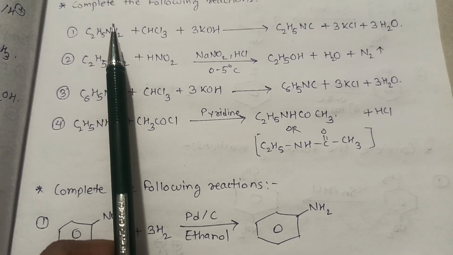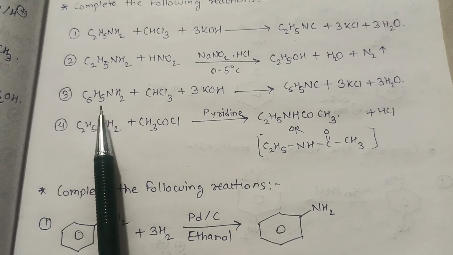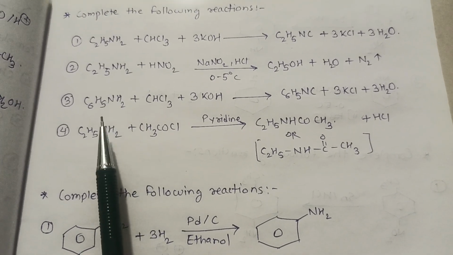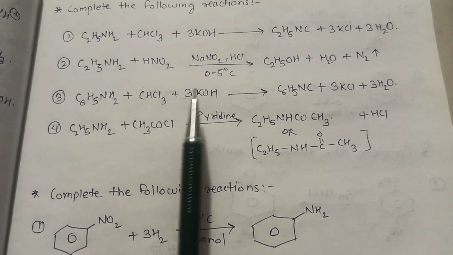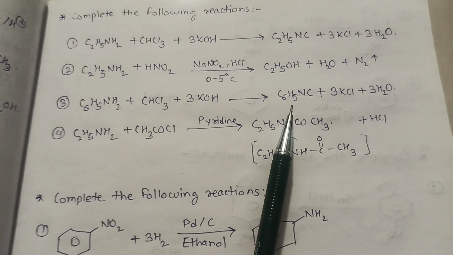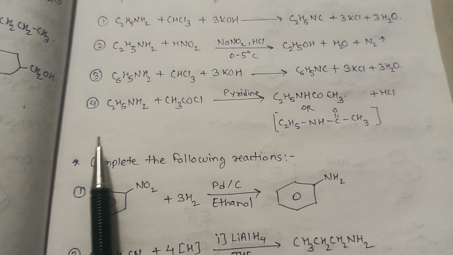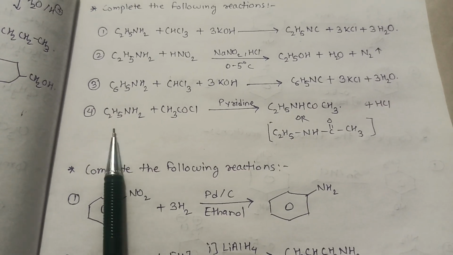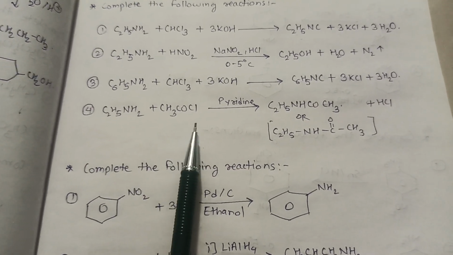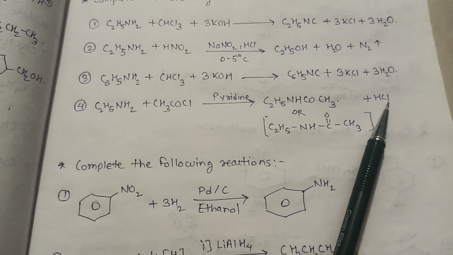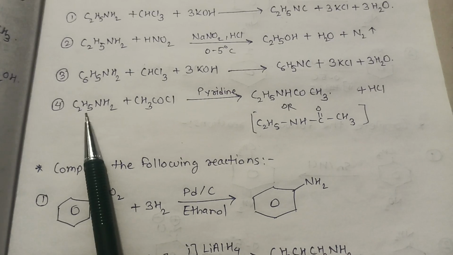Third reaction and first reaction are the same. Here aniline is there, and in first reaction aminoethane is there. That's the only difference. Chloroform, KOH, it will also give isocyanide. Byproducts are also the same. Then last reaction, aminoethane plus acetyl chloride, Cl minus will combine with H plus, HCl will go out, and the remaining thing we have to write as it is.